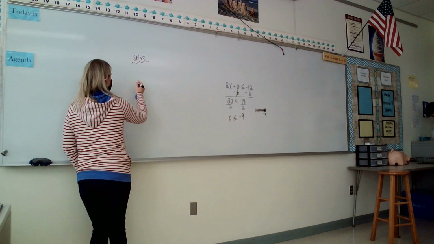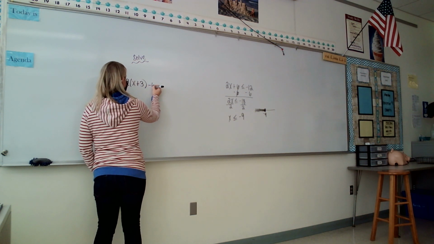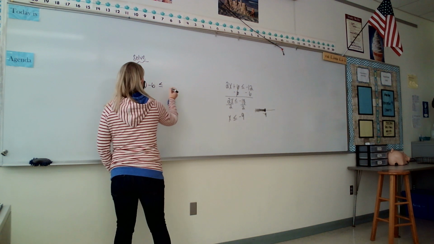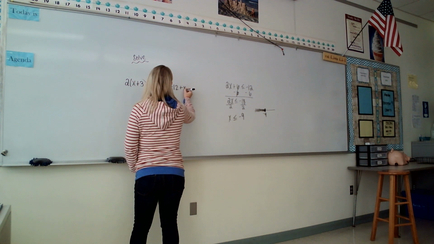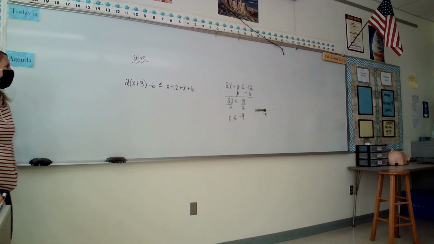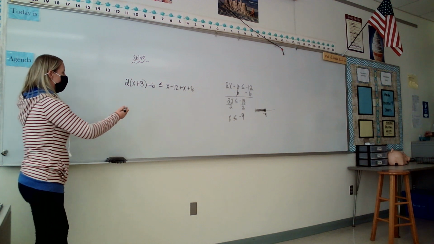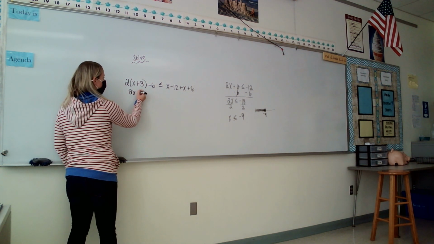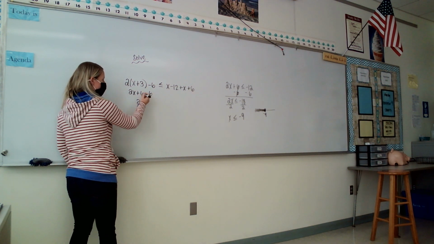Let's do 2 times (x plus 3) minus 6 is less than or equal to x minus 12 plus x plus 6. I'm just going to make numbers up there, but I'm going to organize this like I would an equation. I'm going to simplify either side, and then I can start to move stuff. On the left side, I can distribute. I can combine like terms. 6 minus 6 would just cancel, right?